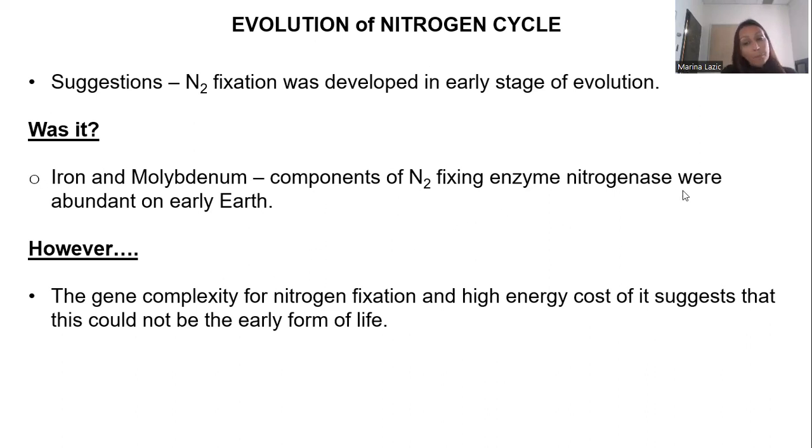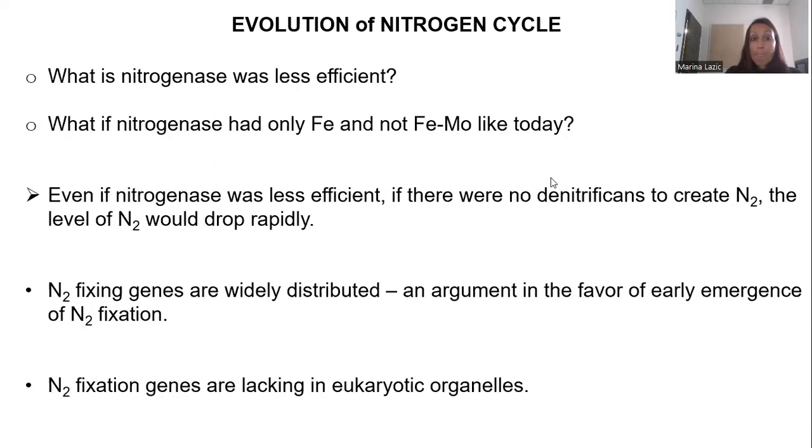Okay, we know that. But there is one discrepancy. So yes, it might be true, elements were there, but if we look at the gene complexity for nitrogen fixation and how energetically demanding this is, it is very unlikely that nitrogen fixation was the first form of life on Earth. But then some other scientists suggested that it's possible that early nitrogenase was less efficient than the one that exists now. So what if early nitrogenase had only iron and not a combination of iron and molybdenum like today's nitrogenase has?